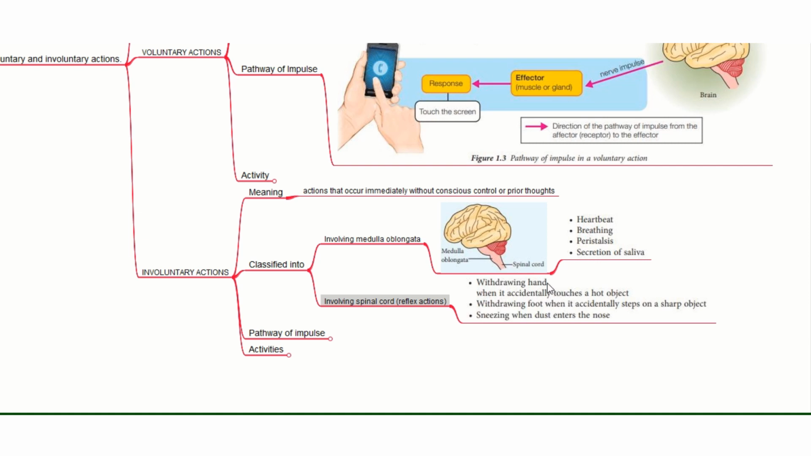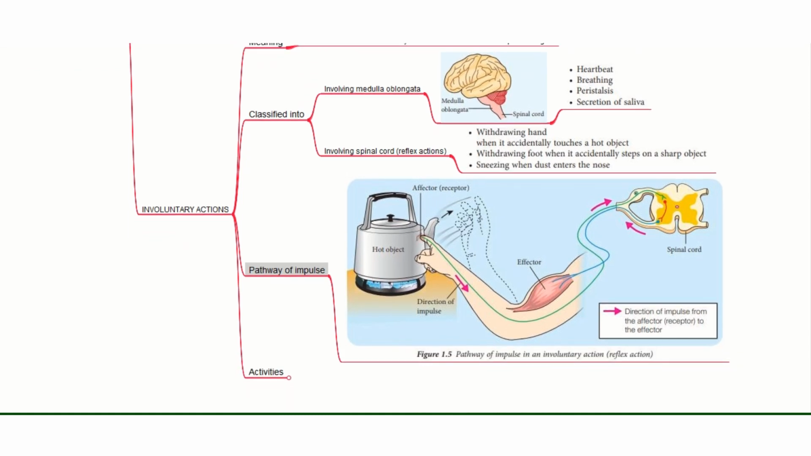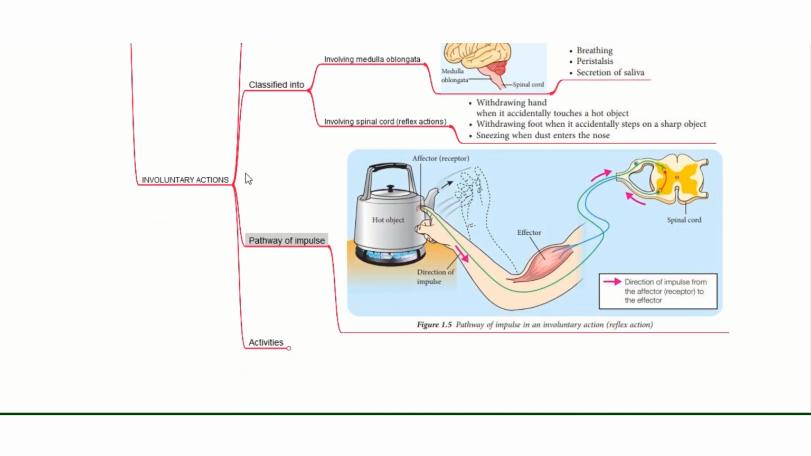Withdrawing hand when it accidentally touches a hot object. Withdrawing foot when it accidentally steps on a sharp object. Sneezing when dust enters the nose. And after that, the pathway of impulse. Okay, the pathway of impulse for involuntary actions. This is for reflex action, involving the spinal cord.